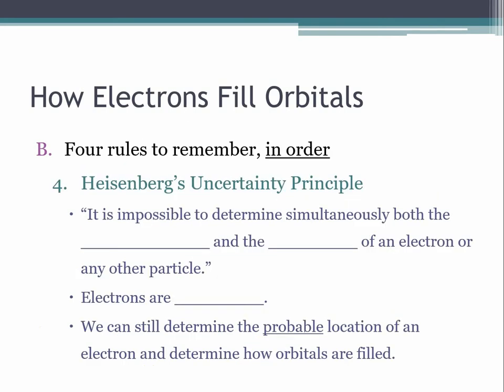Your fourth rule is the Heisenberg uncertainty principle, which doesn't actually affect how electrons fill orbitals. It more just describes their behavior in general. It says it is impossible to determine simultaneously both the position and the speed of an electron or any other particle.